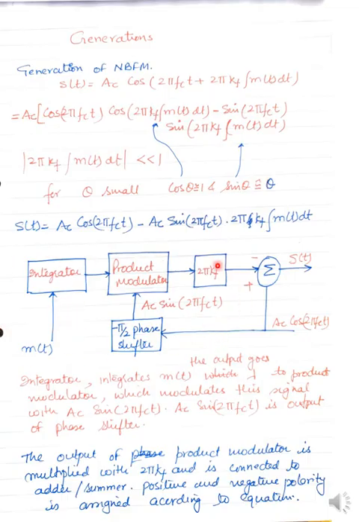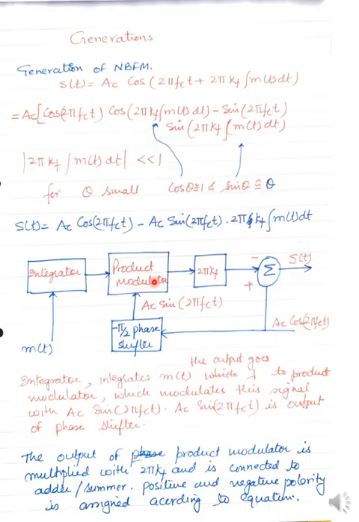Now this is the block diagram for generation of NBFM. You have an m(t) signal, the message signal, which is applied as an input to the integrator. The output of the integrator, together with the locally generated carrier signal, but before applying it to the product modulator, is shifted by π/2 to generate another signal Ac sin 2π fc t. Why are we using this? Because we need sin 2π fc t and cos 2π fc t also.